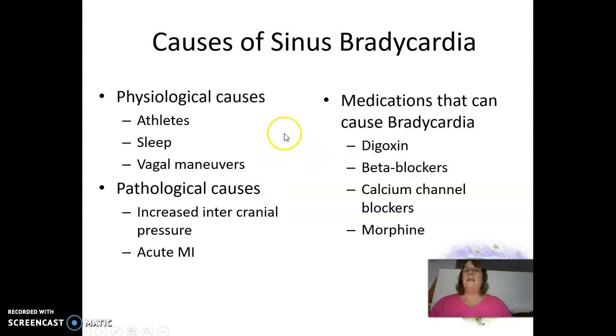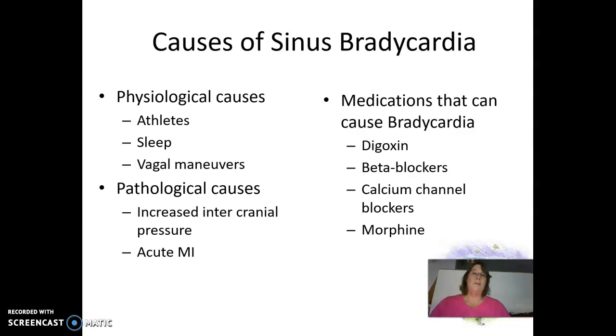So what things can cause a sinus bradycardia? Physiological causes: it's normal for athletes. So if you are a marathon runner, you go to the gym and you work out a few hours every day, your normal resting heart rate is probably going to be in the 50s. I mean, that's really typical with athletes. Sleep, it is normal for your heart rate to drop about 10 points in sleep. But keep in mind about 10 points, maybe 15 at max.